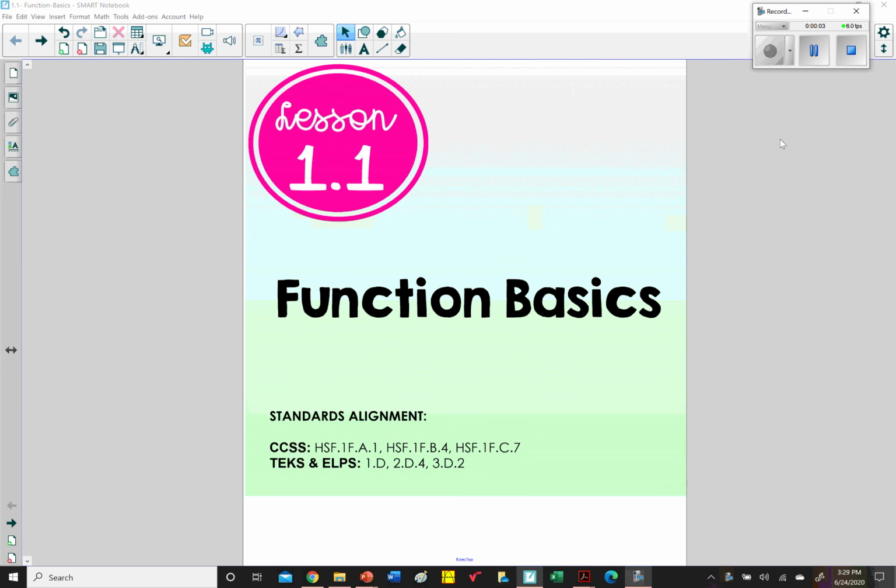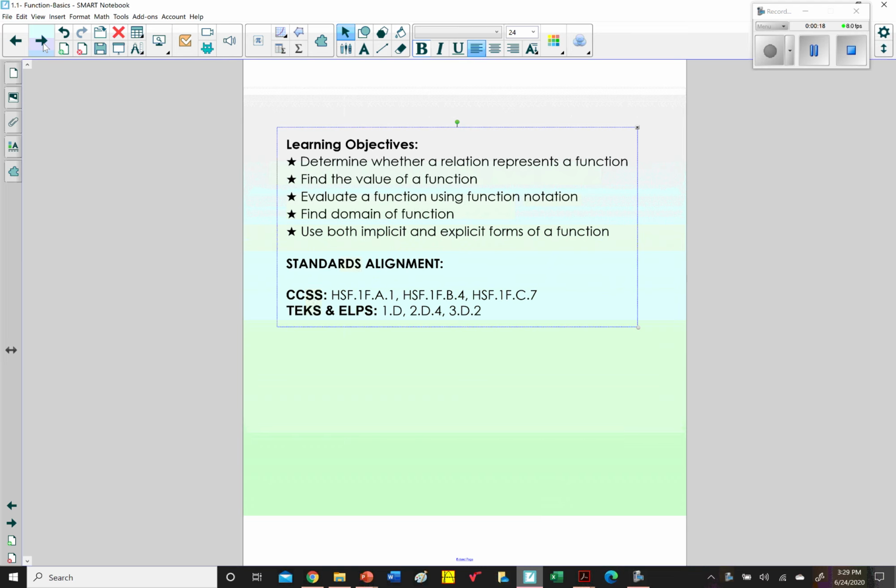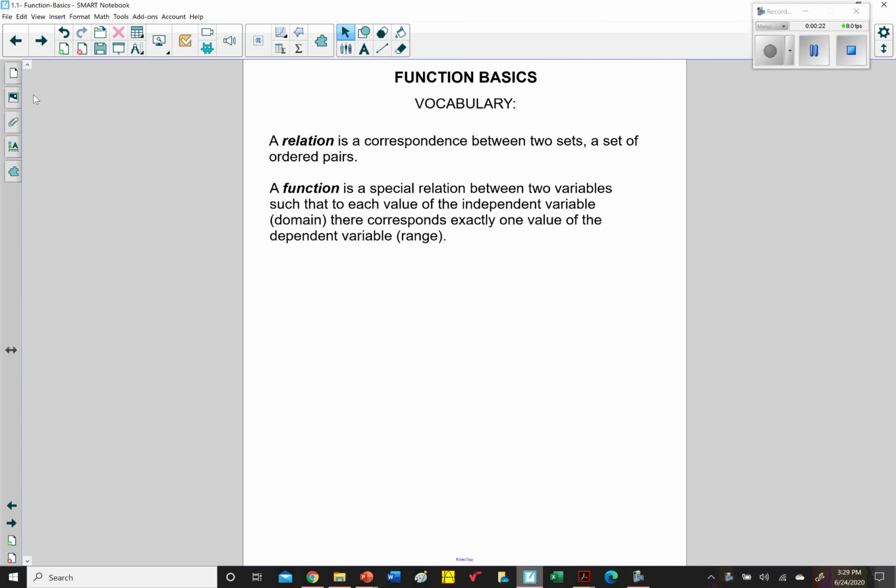Hey everybody. Today's lesson is the first lesson in Unit 1 for pre-calculus functions and graphs. Today we're going to talk about some of the basics for functions, including finding domain and determining whether a relation is a function or not, using function notation.